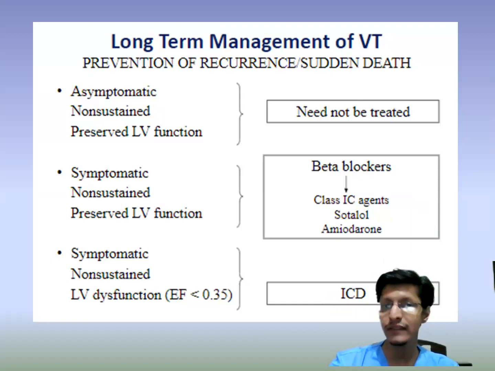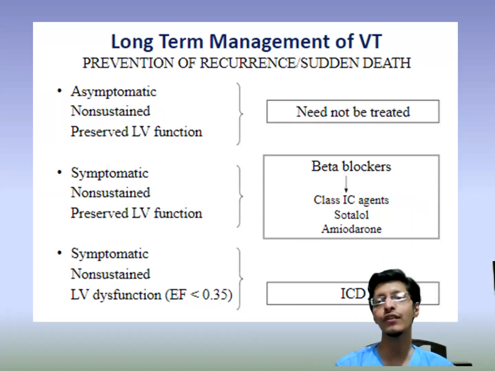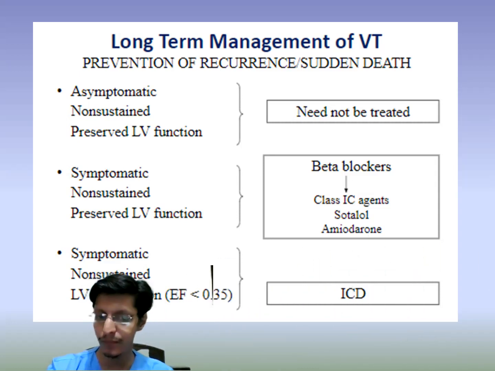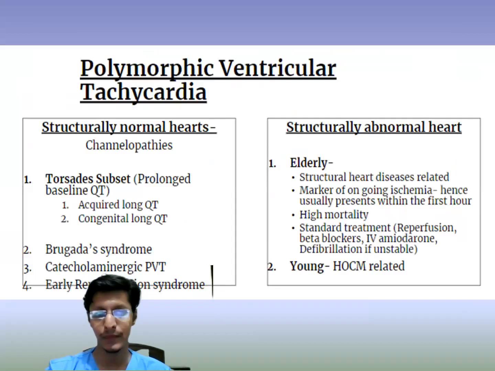So there are three categories. If the patient is asymptomatic, with non-sustained ventricular tachycardia and preserved left ventricular ejection fraction, you need not give any therapy. If the patient is symptomatic, you should start the patient on beta blockers. And if the patient is symptomatic, non-sustained, with ejection fraction less than 35%, put the patient on ICD.